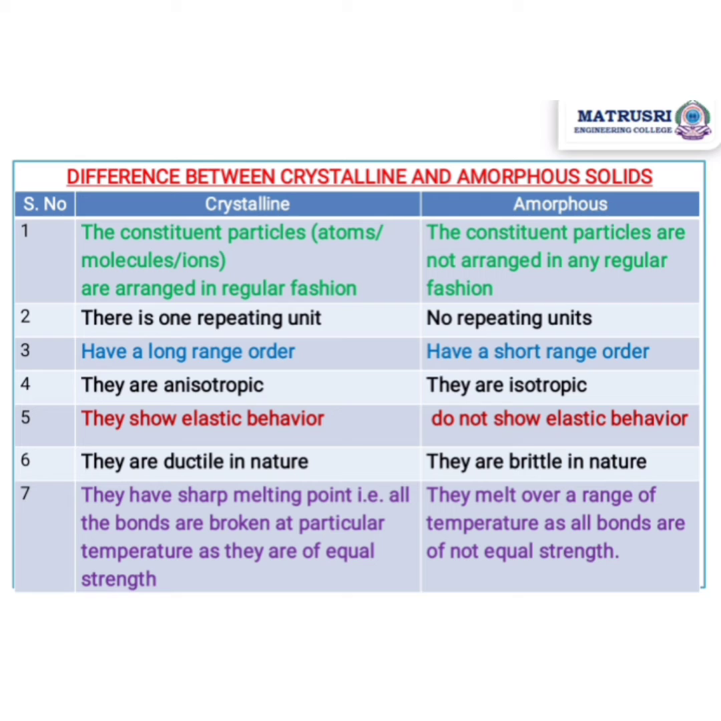In amorphous materials, they melt over a range of temperature, as the bonds are not of equal strength. That is the reason they take different temperatures, so it takes a range of temperature to get melted. These are the main differences between crystalline and amorphous materials. A few examples of amorphous materials are glass and plastic.